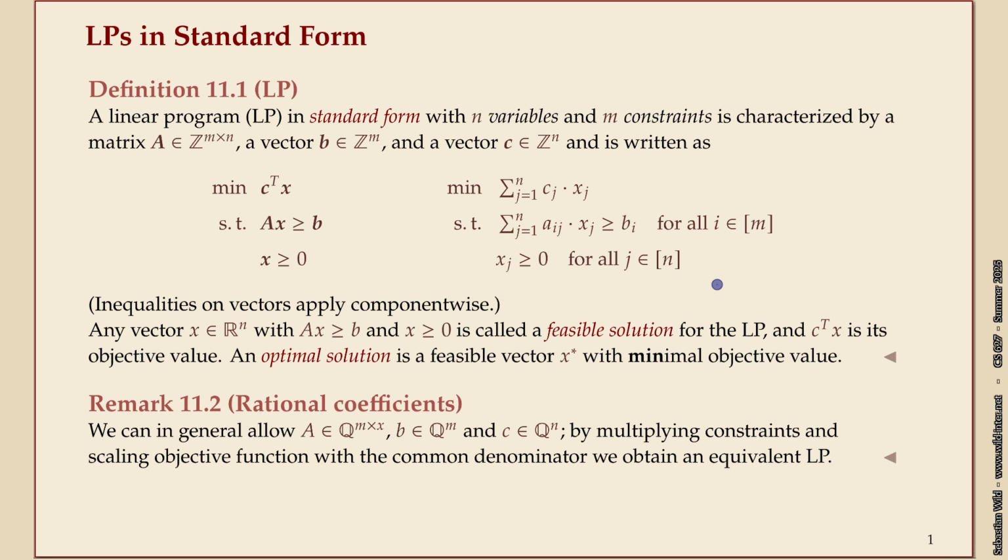Terminology that we had also last time. So a feasible solution is just some values for x in this case that satisfies these two constraints, these inequalities. We call that c^T x, this value, the objective function value. And then an optimal solution is one with minimal objective function value, or minimal objective value. And we'll usually denote that with a little star.